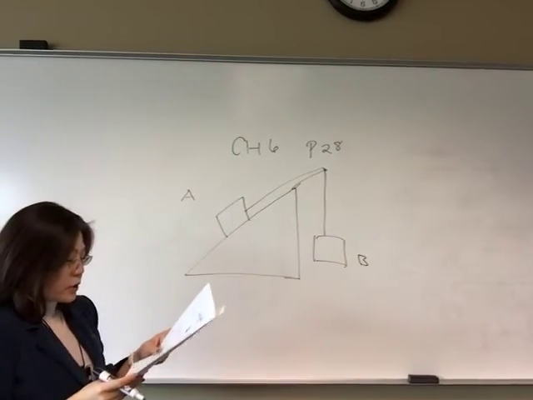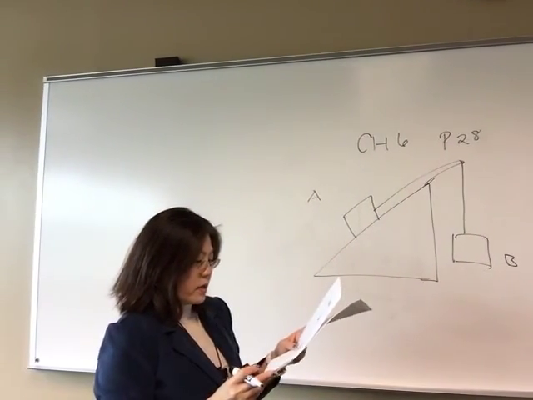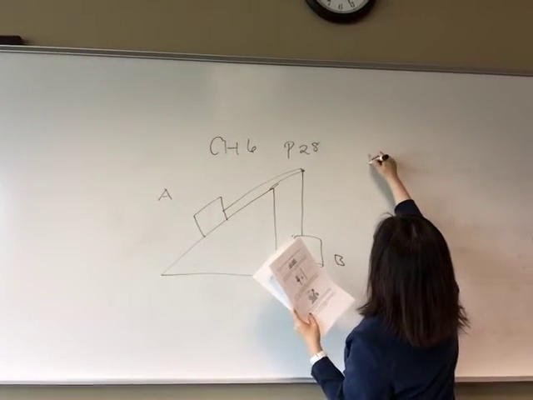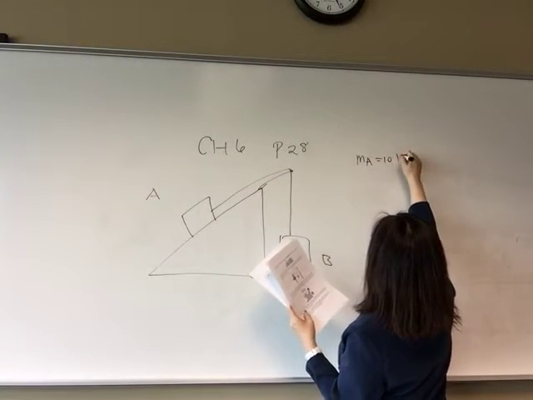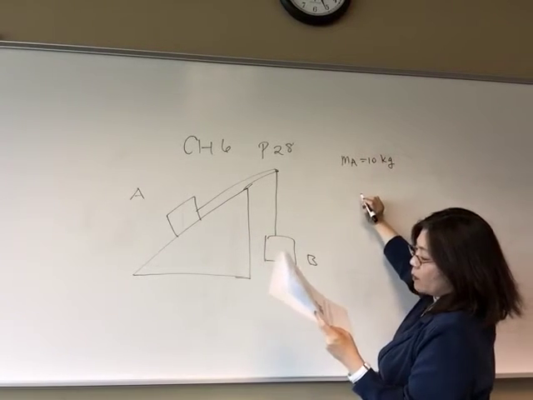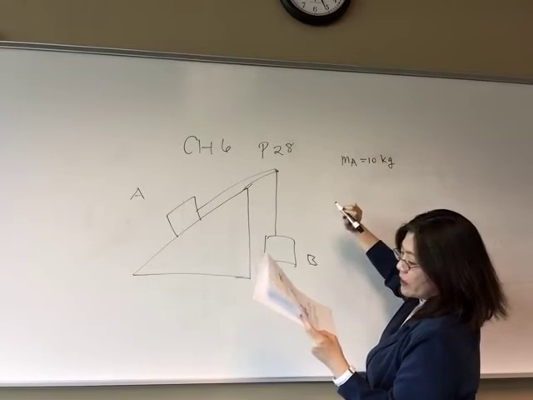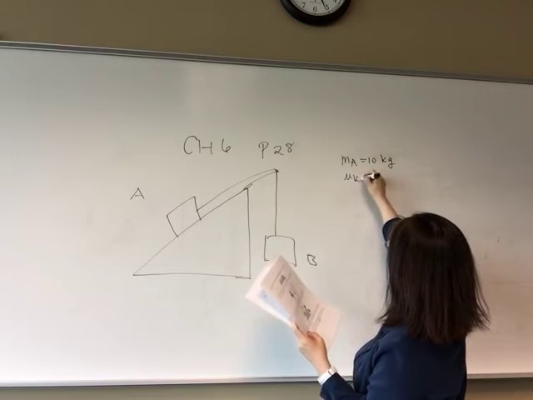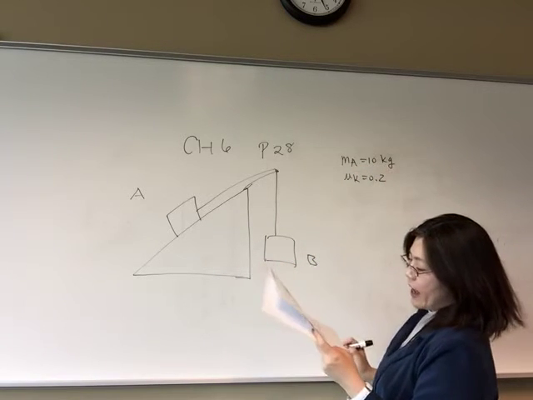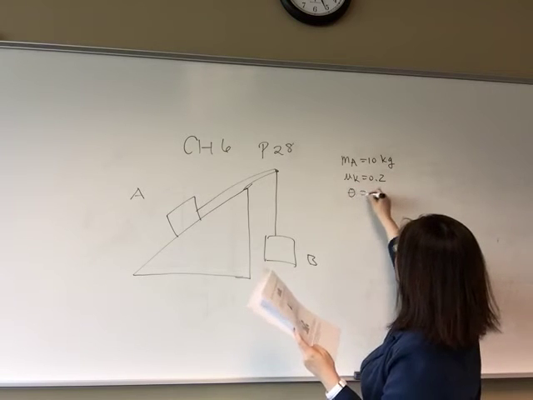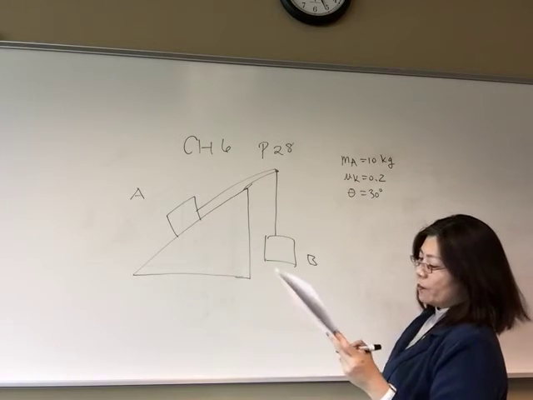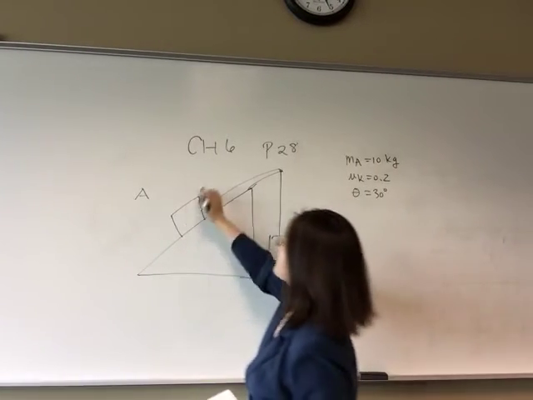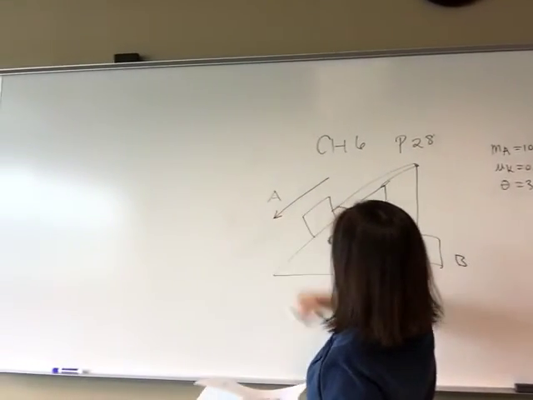All right, so in this diagram, two blocks are connected over a pulley. The mass of block A is 10 kilograms. So MA is 10 kilograms, and then block B. The coefficient of kinetic friction between A and the incline is 0.2. So mu K is 0.2, and the angle is 30 degrees. Okay. Block A slides down the incline at constant speed. So this thing is moving down at constant speed.